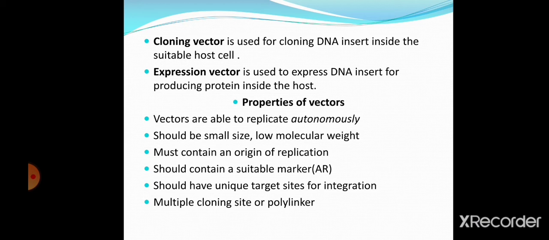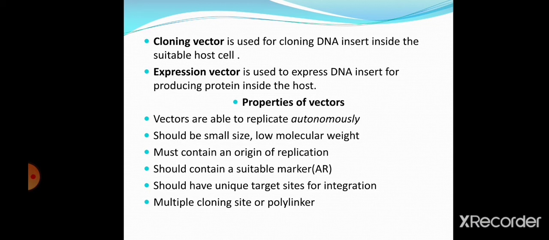Autonomously means acting on one's own, that is, it is independent of the other. So these vectors are able to replicate autonomously to produce multiple copies of them along with the DNA insert in the host cell. Now let us see the properties. These vectors are able to replicate autonomously.